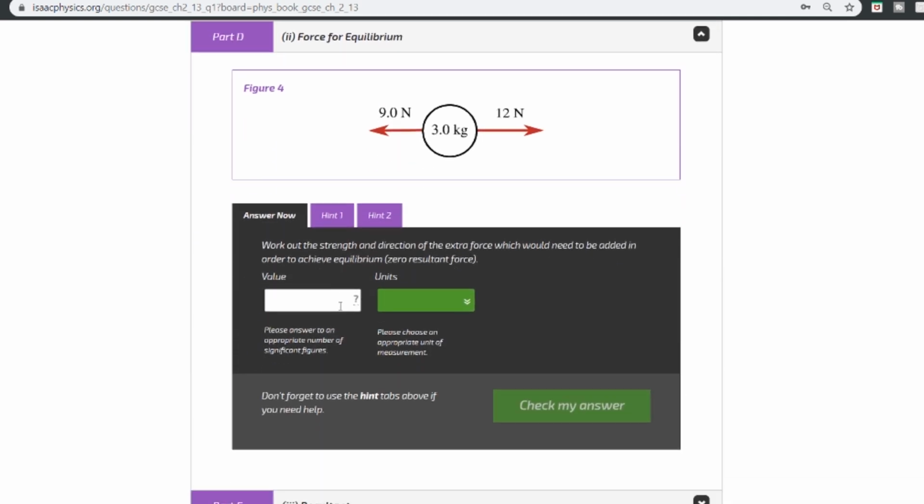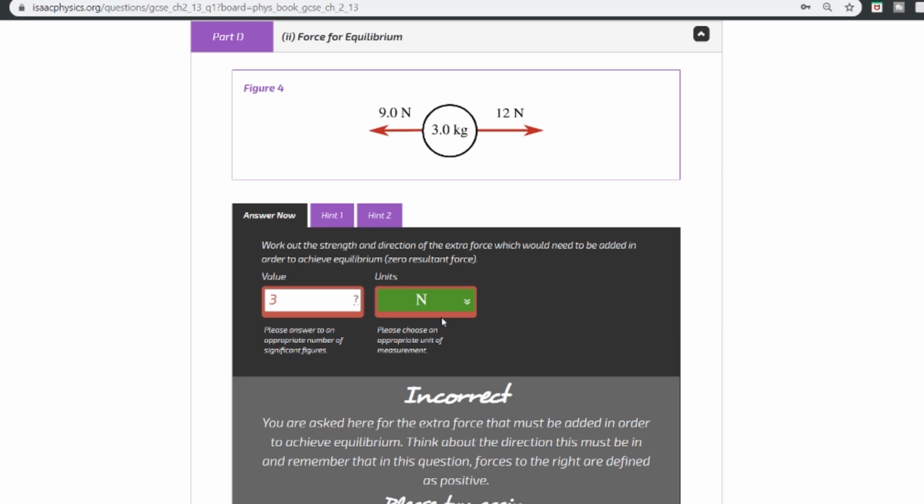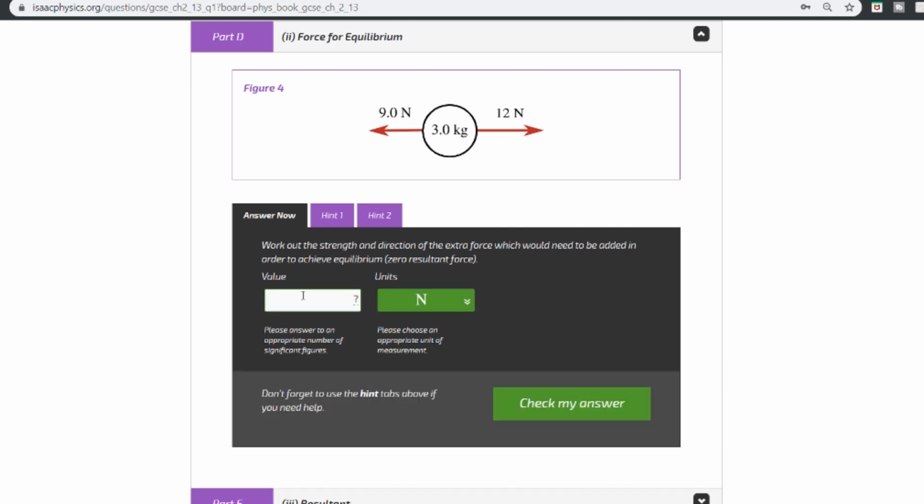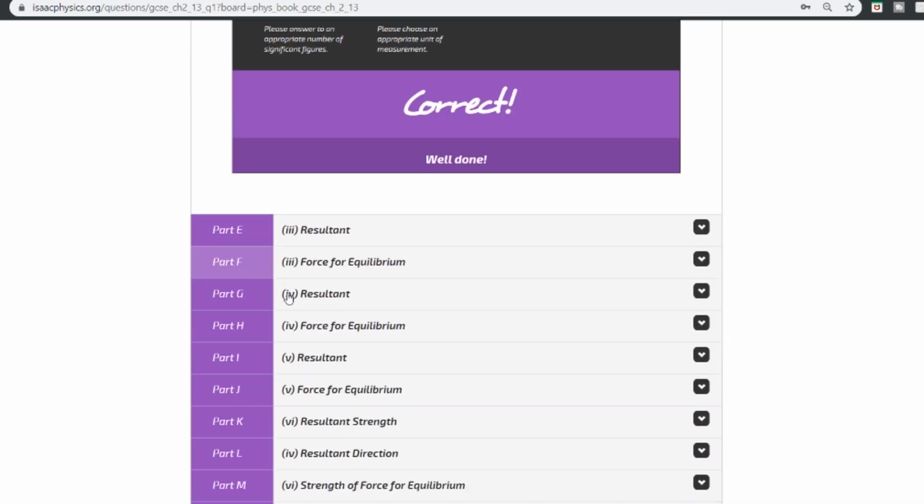What's the force needed to keep it in equilibrium? That's also going to be equal to 3 newtons. Check my answer. Okay. If we've got 3 newtons, which we're thinking of as positive, then we need to have a force of minus 3 newtons, because force is a vector quantity. So if we're saying that the resultant force is 3, we need to add a force of minus 3, so that'd be an extra 3 newtons to the left to keep it in equilibrium.